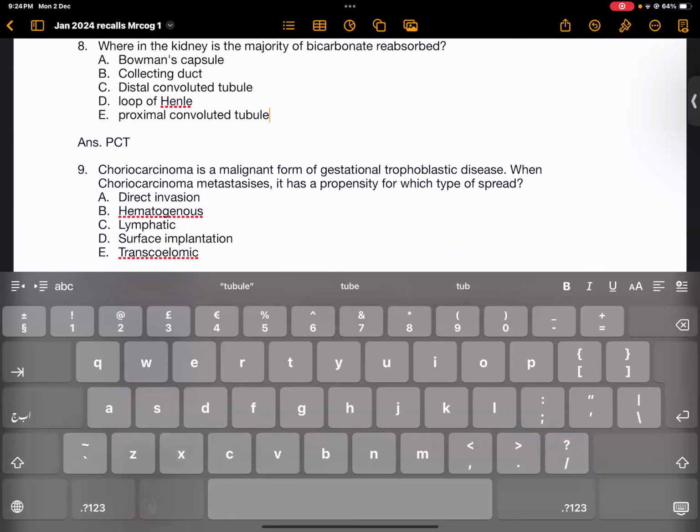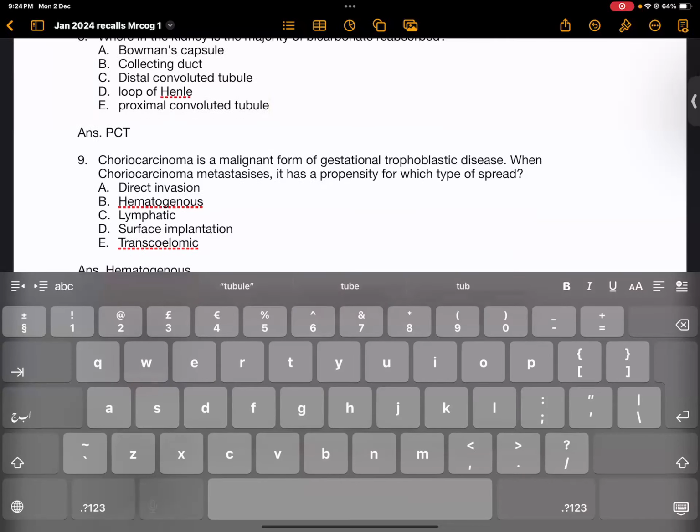Okay, so now choriocarcinoma, it's a malignant form of gestational trophoblastic disease. When it metastasizes, it has a propensity for which type of spread? Now, the spread can be by direct invasion, hematogenous, lymphatic, surface implantation, or transcoelomic. So this choriocarcinoma is actually a malignant one, yes, hematogenous, great. So it actually spreads in the blood.